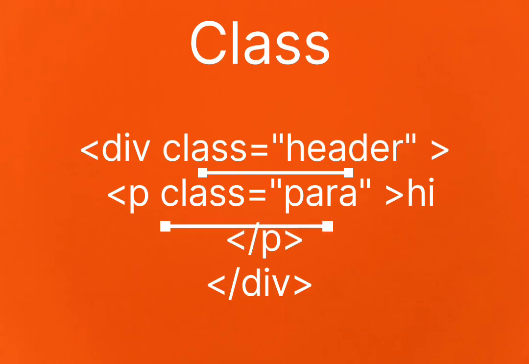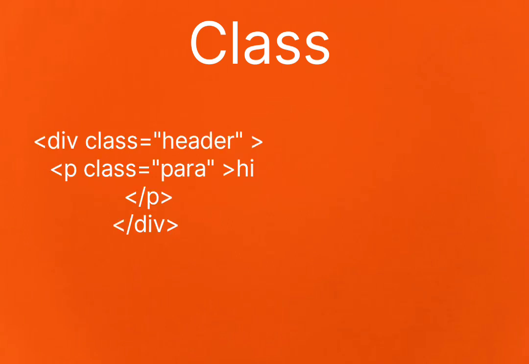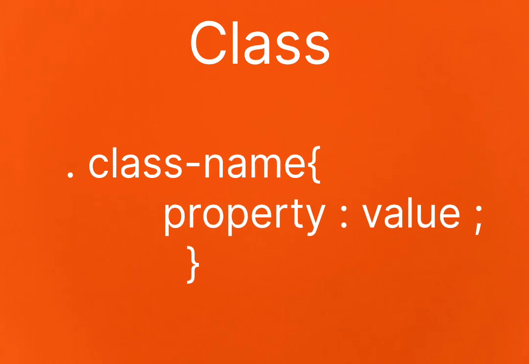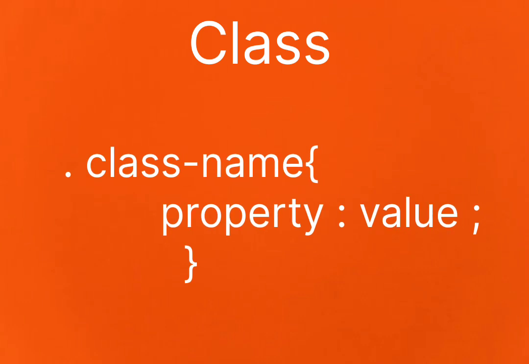All HTML elements can have multiple different classes in the same attribute as long as they're separated by a space. In order to select an element by class, we need to use a period before the class name as the CSS selector. This period tells CSS that whatever follows is a class name and not an HTML element name. Classes are the most common selector used because they are amazing for creating reusable components.